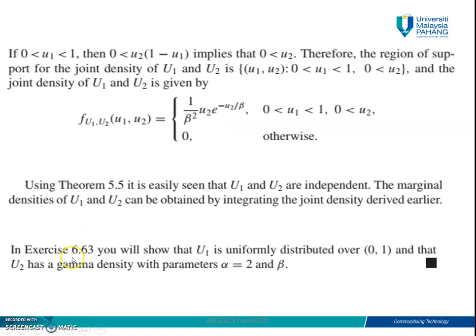In exercise 6.63, you will show that u1 is uniformly distributed over 0 to 1, and that u2 has a gamma density with parameters alpha equal to 2 and beta. After you find the marginal density functions for u1 and u2, you can see that u1 follows a uniform distribution over 0 to 1, and u2 follows a gamma density. As homework, I want you to try exercise 6.63 and see whether you understand or not. I think that's all for this video.